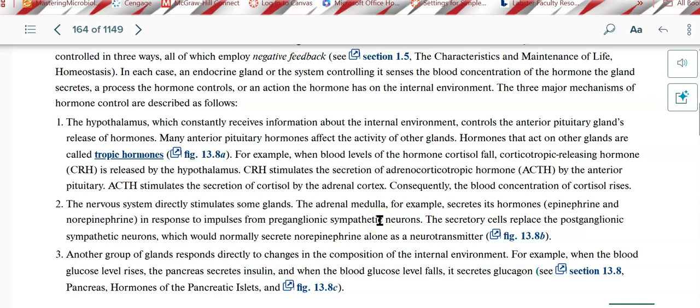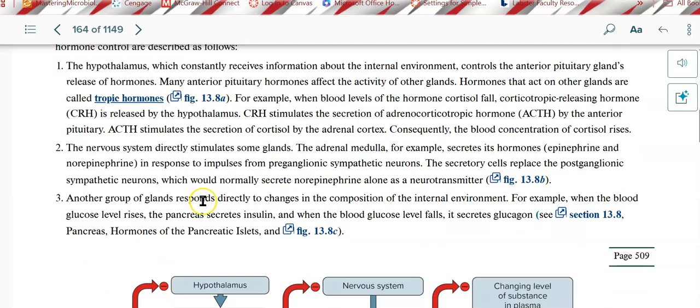So you see a situation that is startling, that is maybe life-threatening. The sympathetic branch of the autonomic nervous system will stimulate your adrenal gland to secrete adrenaline, or as it's also known, epinephrine. And epinephrine has effects such as speeding up your heart rate, your breathing rate, dilating your pupils, making your mouth go dry and your palms get sweaty, all those things we associate with fight or flight. So that's a case of the nervous system directly stimulating a gland.